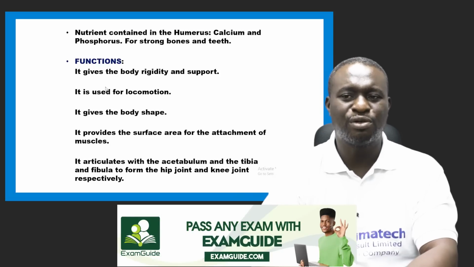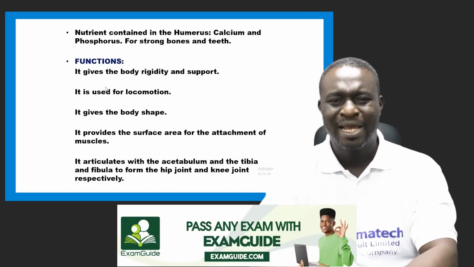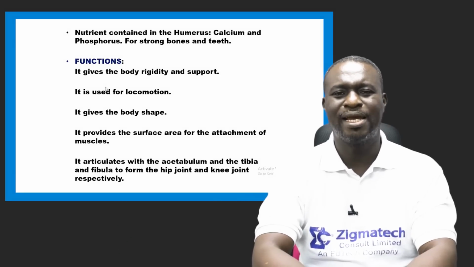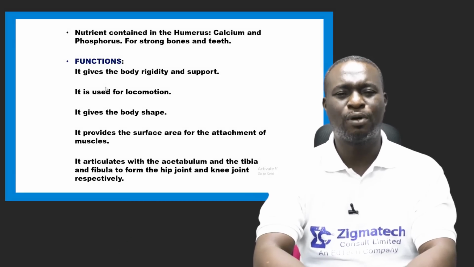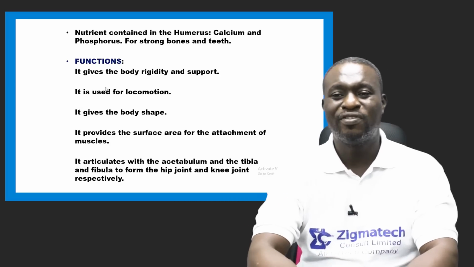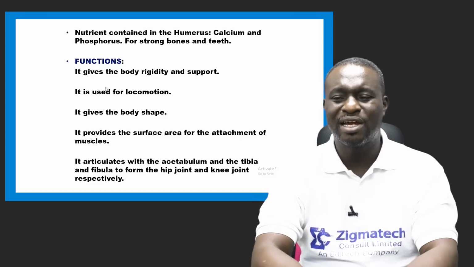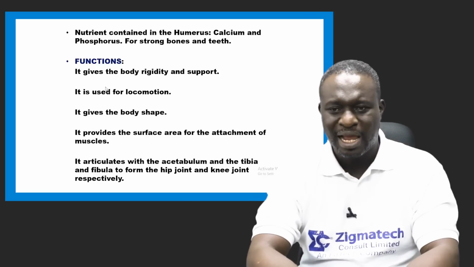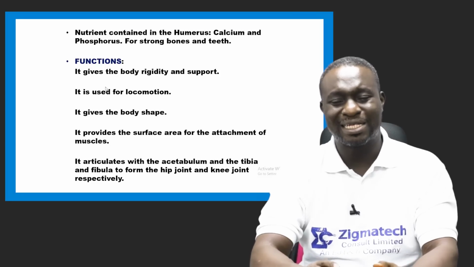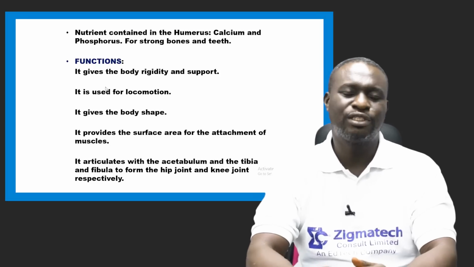Now, what are the functions of the femur? Number one, it gives the body rigidity and support. Number two, it is used for locomotion. It helps to bring about movement, mostly in animals. Number three, it gives the body shape. So the shape of the laps is actually based on the shape of the femur. Number four, it provides the surface area for the attachment of muscles. And finally, number five, it articulates or fits with the acetabulum and the tibia and fibula to form the hip joint and the knee joint respectively.